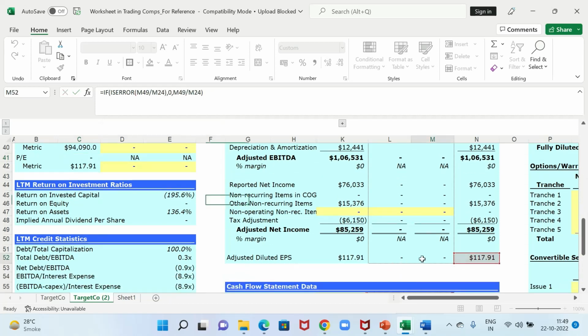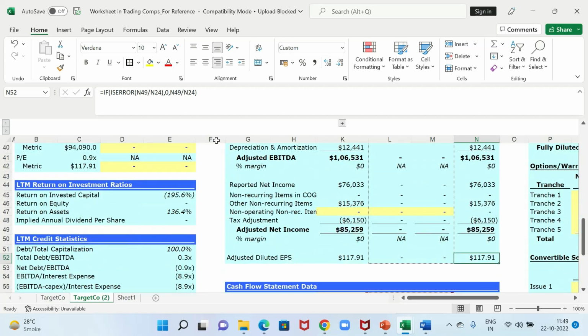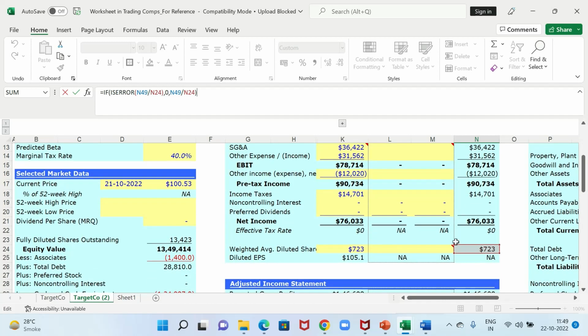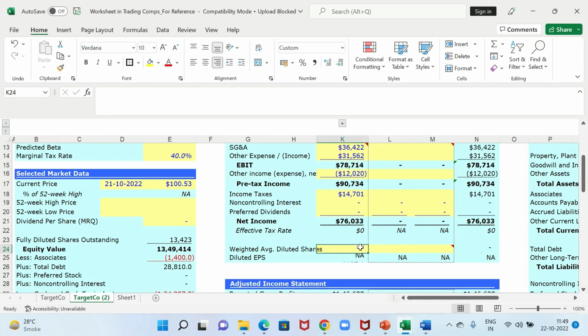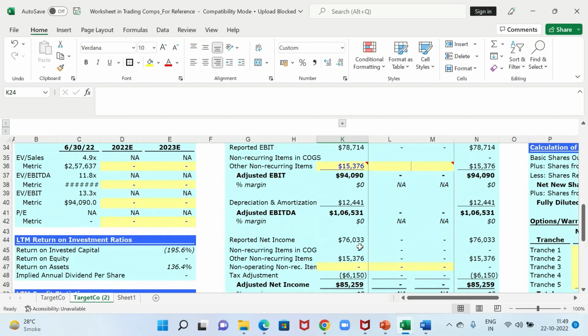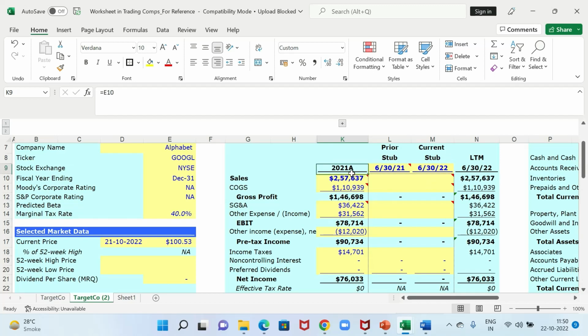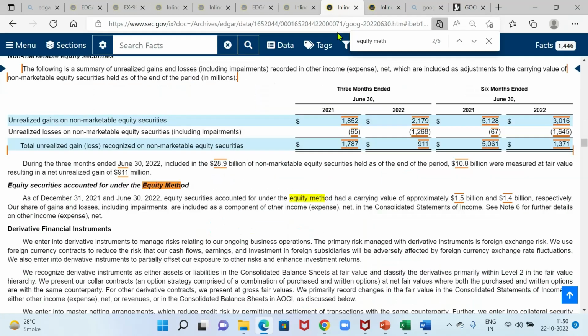I'll tell you why we're not getting that. So there is an error. This is not LTM as of now. This is basically FY21. Now we'll have to do similarly for the 10Q.